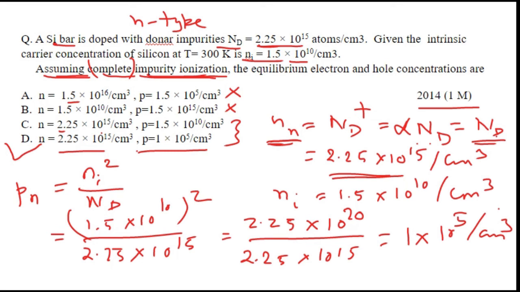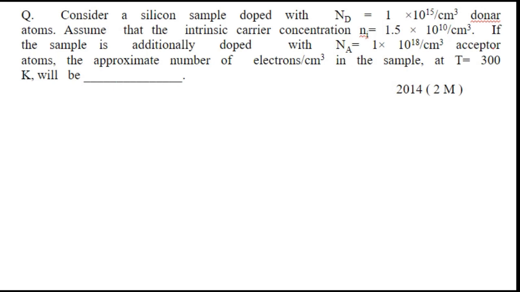Okay, so if impurity ionization is given, we need to consider the electron or hole concentration as Nd plus or Na minus, which is nothing but the impurity ionization times Nd. So according to the value of alpha, we need to calculate our Nn or Pn according to the types of semiconductors. Now moving on to the last question.